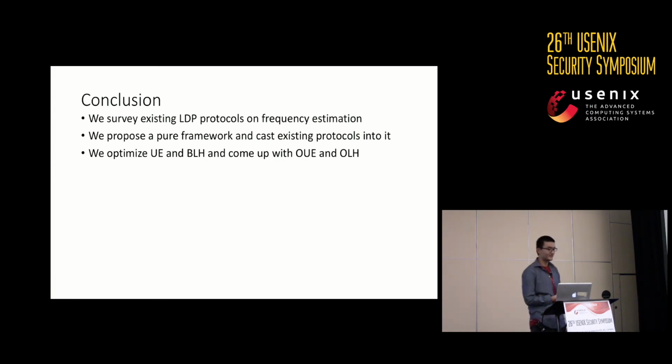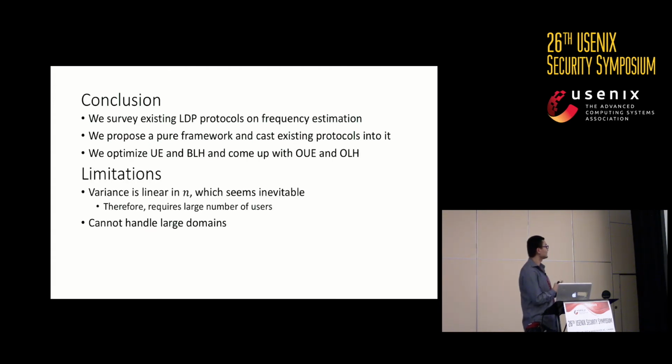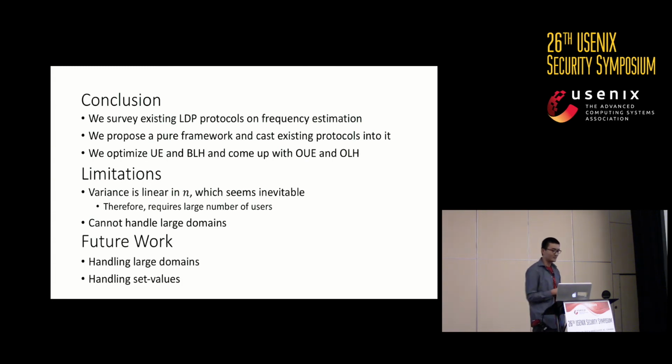So to conclude, we survey existing protocols and we propose a pure framework and cast existing methods into this framework. And finally, we optimize unary encoding and the local hash and come up with 2 new protocols. A limitation of this paper is that variance is linear in D, which means to carry out this local differential privacy learning, we need a fairly large number of users, at least millions of users. Another limitation is that this cannot handle very large domains, for example, learning the frequent URLs. We hope to first handle this large domain problem, and we want to handle set values where each user has a set of values.